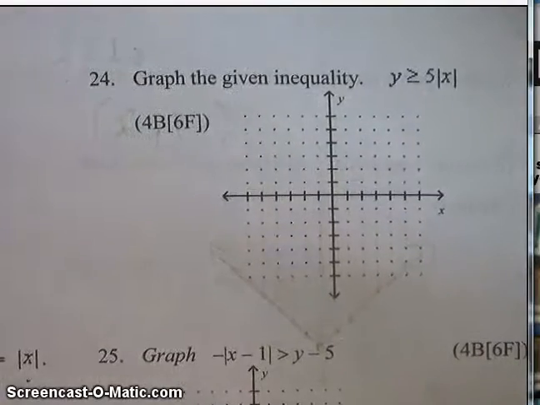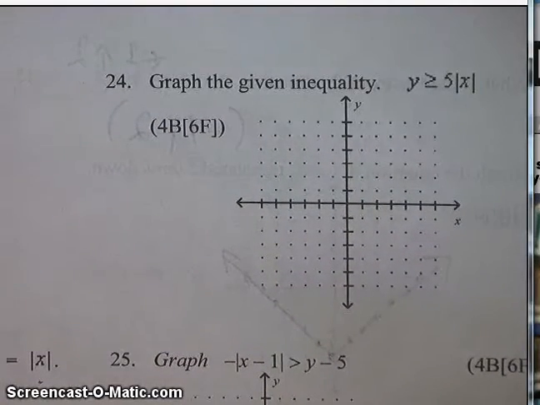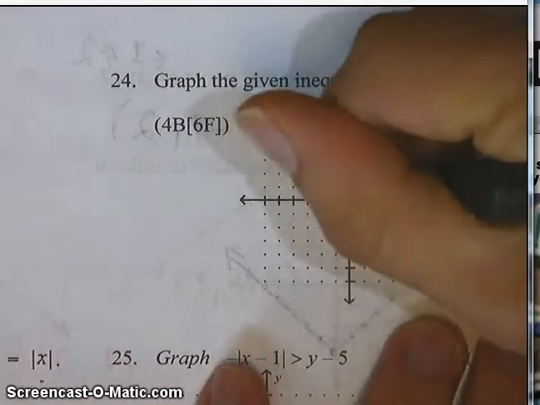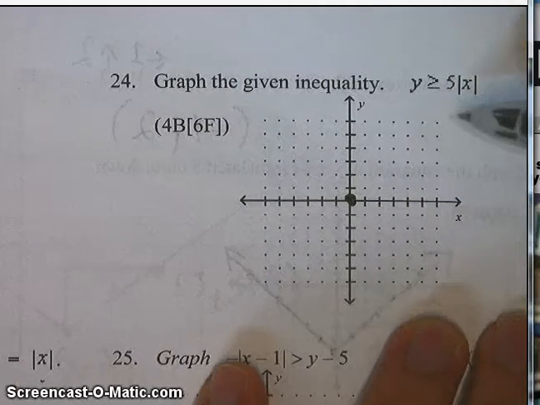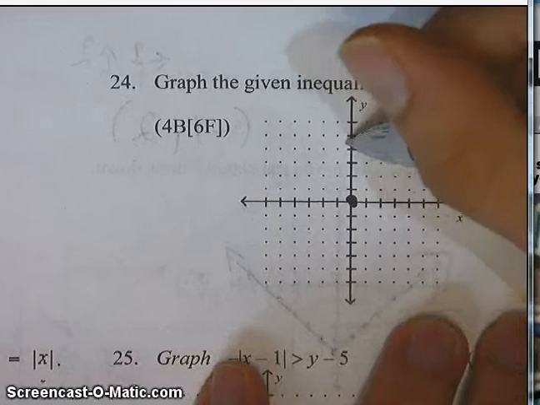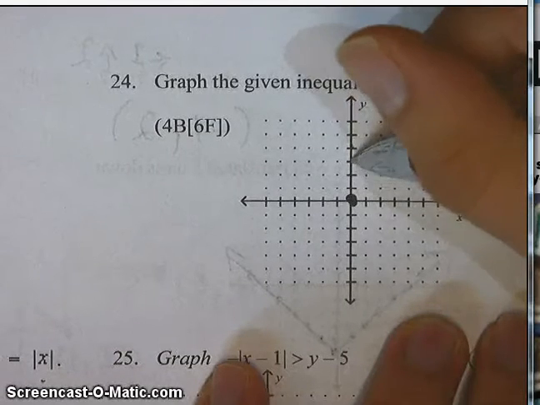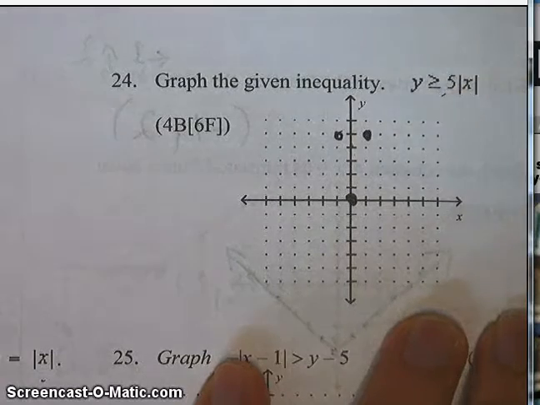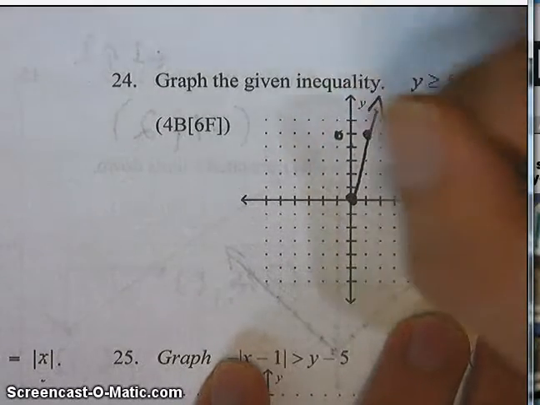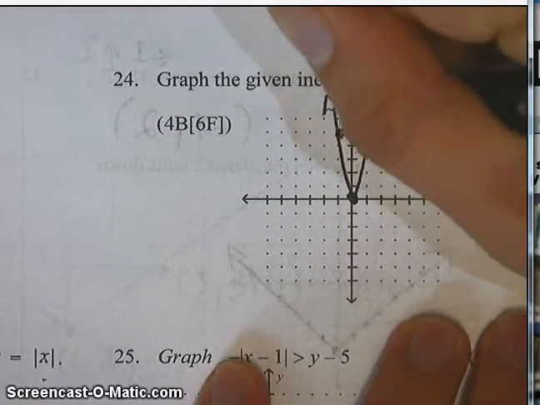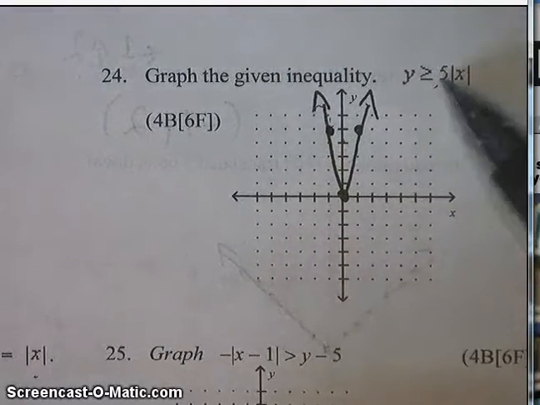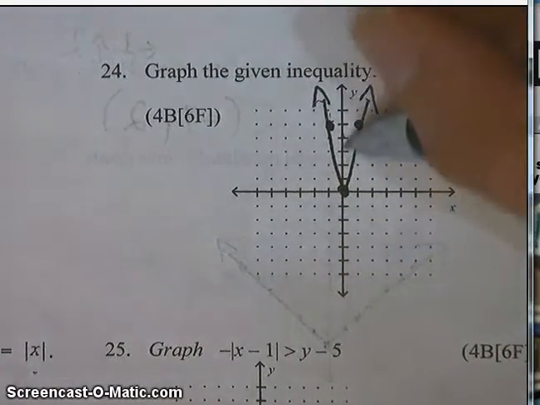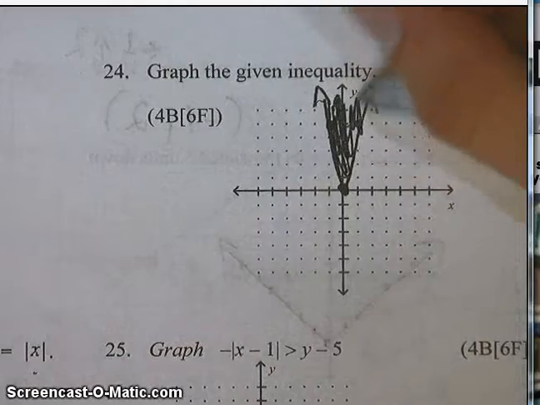Let's graph another one. Number 24. Graph the inequality. Y is greater than or equal to 5 absolute value of x. It's still at 0, 0. But this thing is going up 5 over 1, because that's what that 5 says. It means go up 1, 2, 3, 4, 5 over 1. And it's going to be a solid line because it's greater than or equal to. And it's going to be shaded above because y is greater than or equal to. So inside the V shape.